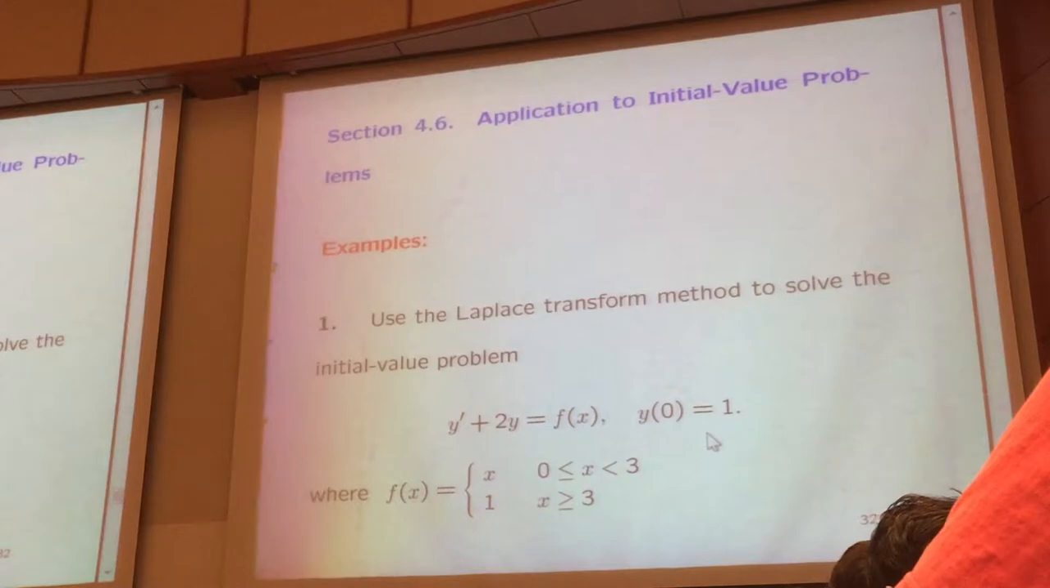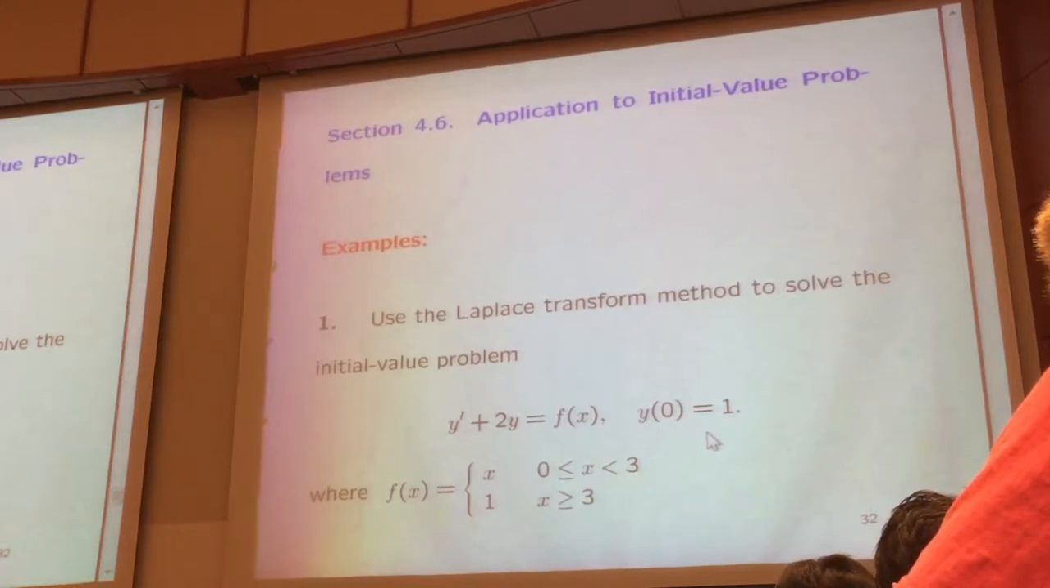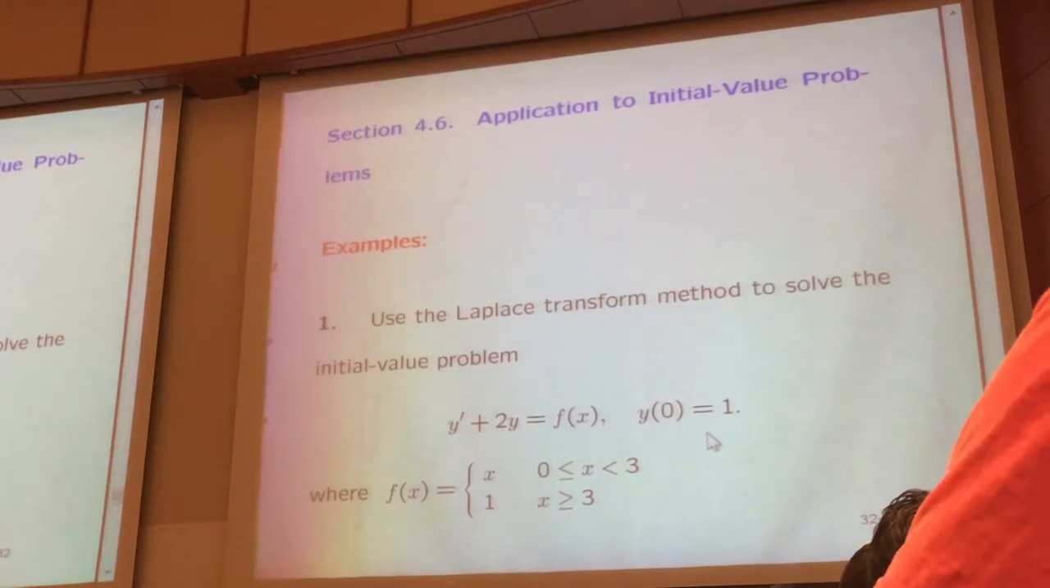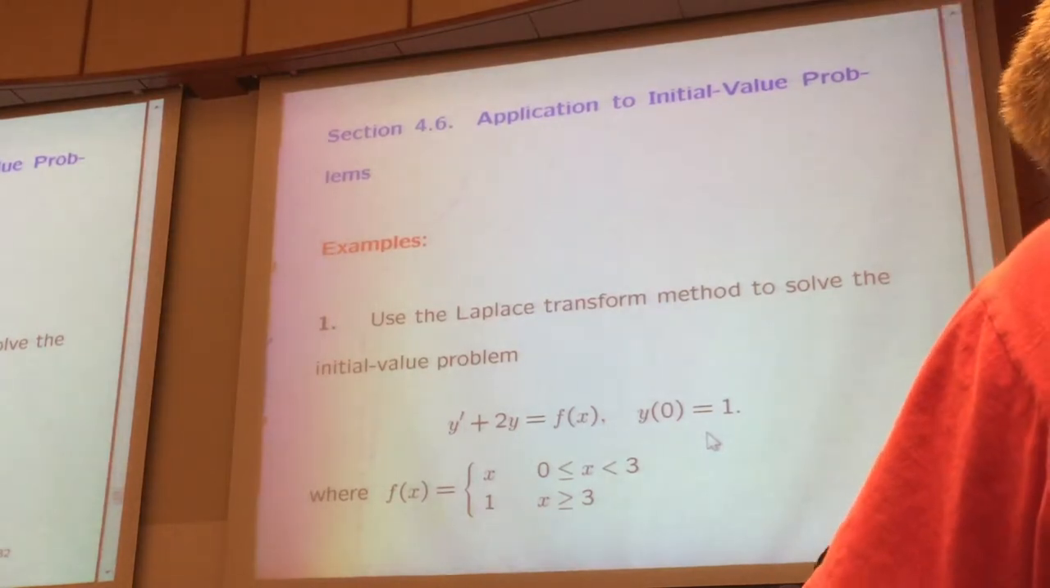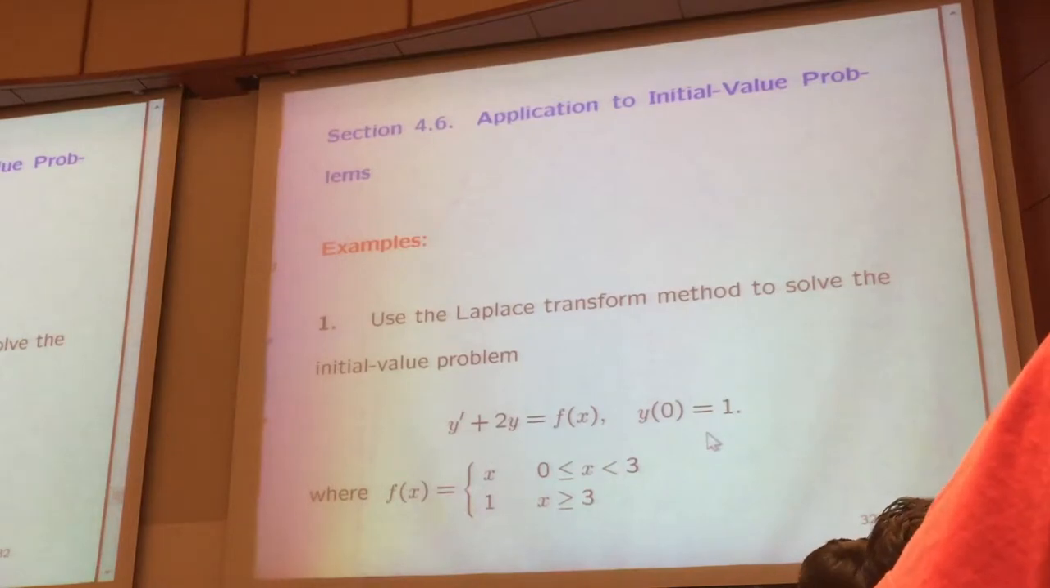Okay, so I want to do this just to show it to you, but at least as important, I want to show you what the graph of the solution looks like. So we've got this first order initial value problem. The forcing function is piecewise continuous. Okay, so it has a jump. And these things have practical applications.